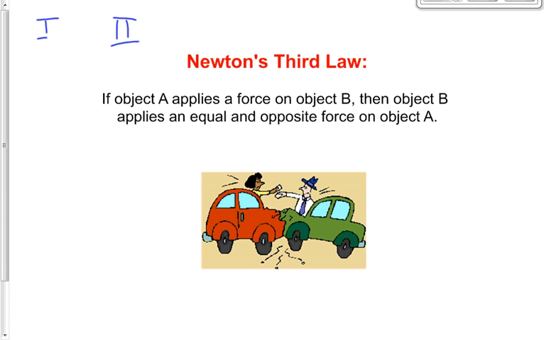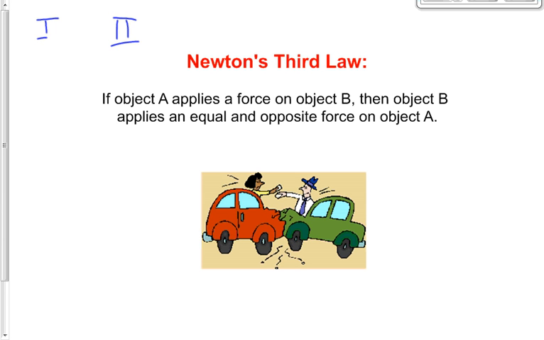And Newton's second law says the acceleration of an object is directly proportional to, in other words, gets bigger with, the net force. So as the net force gets bigger, the acceleration gets bigger. As the net force gets smaller, the acceleration gets smaller. It's inversely proportional to, or in other words, inversely related to, the mass. Bigger the mass, smaller the acceleration.